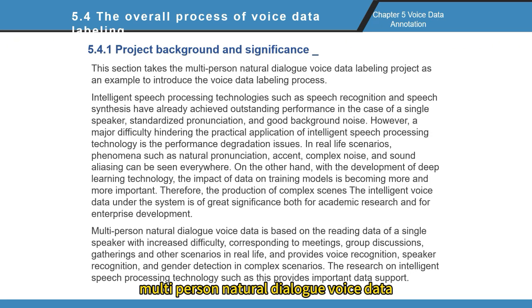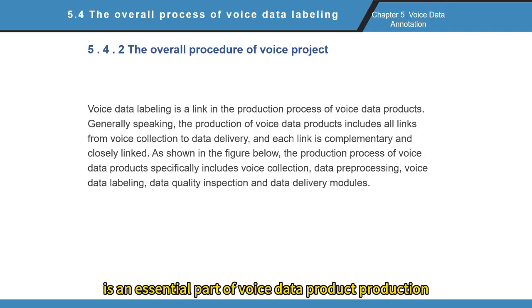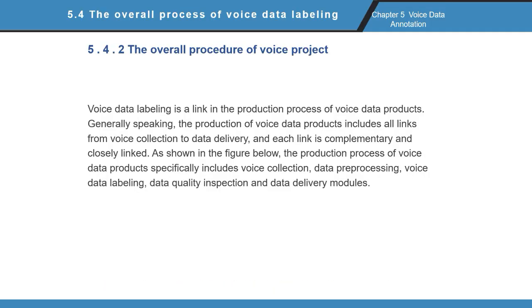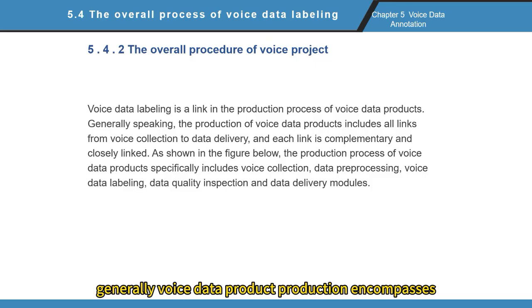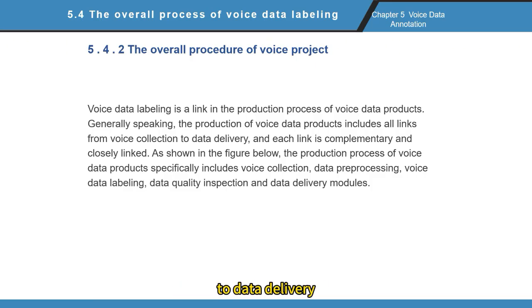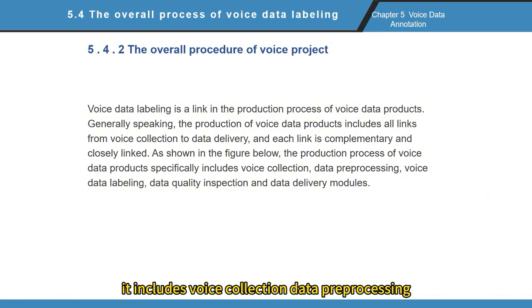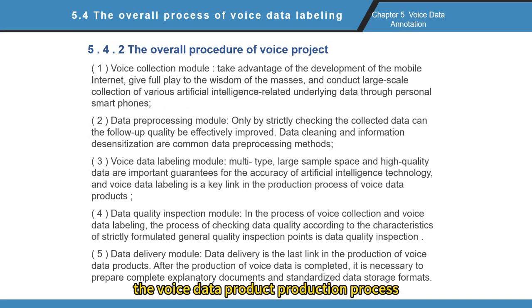Multi-person natural dialogue voice data, more difficult than single-speaker reading data, is relevant to real-life scenarios like meetings and group discussions, and supports research in intelligent speech processing. Voice data labeling is an essential part of voice data product production. Generally, voice data product production encompasses all steps from voice collection to data delivery, with each step being interconnected. As shown in the figure, it includes voice collection, data pre-processing, voice data labeling, data quality inspection, and data delivery modules. The voice data product production process consists of several modules.